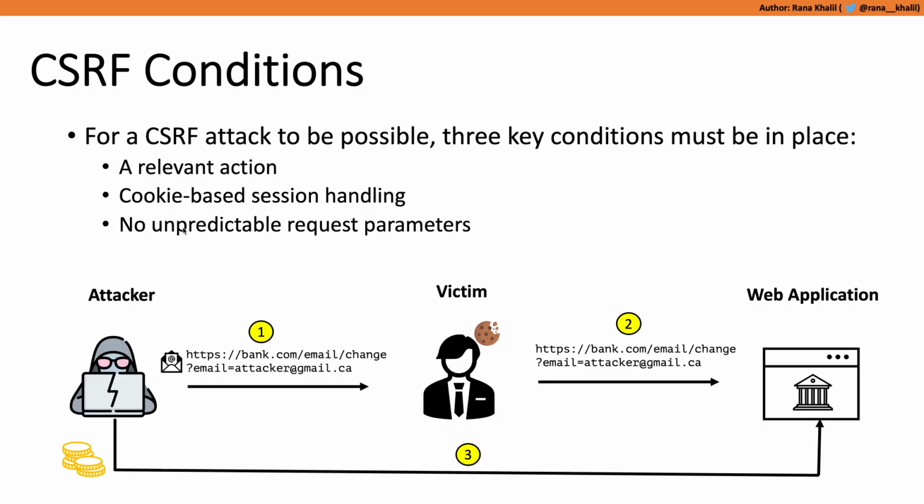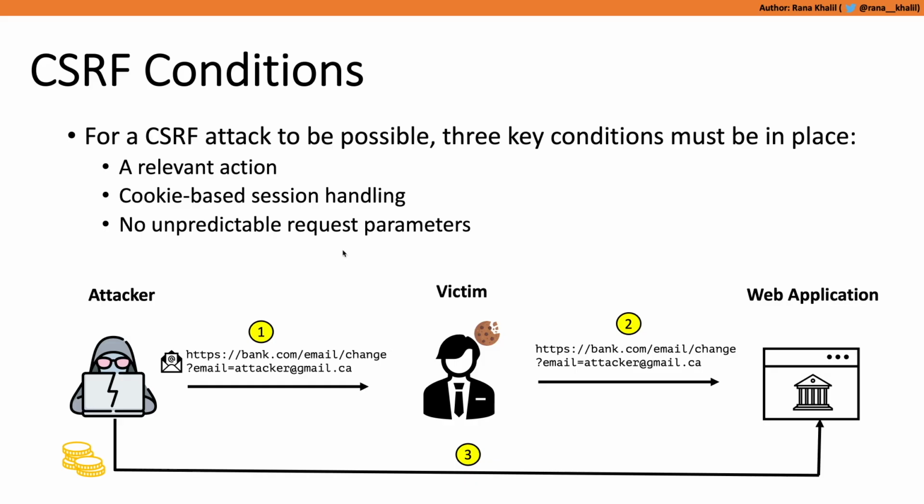The last condition is no unpredictable request parameters. So in this scenario, we had only one request parameter, which is the email address, and that's clearly predictable by the attacker upfront because it should contain the email address that we want to change to. And so we know it upfront. Now, if the request required another parameter that is unpredictable, such as what is known as a CSRF token, and we'll learn about that more when we talk about how to defend against CSRF attacks.